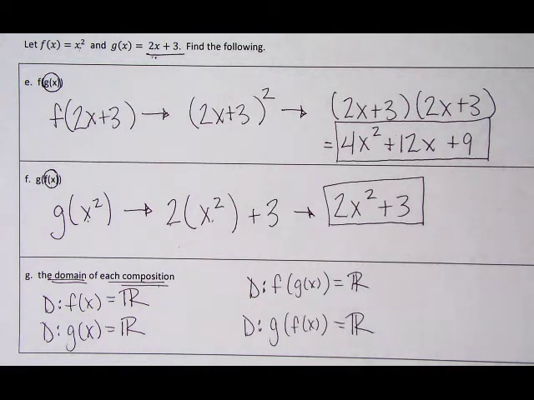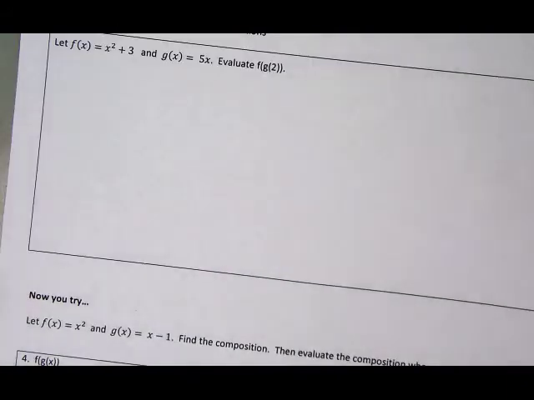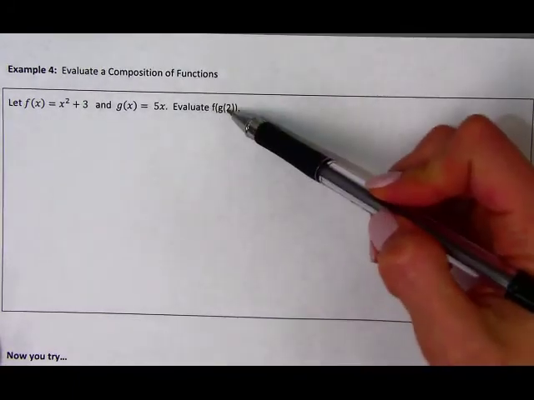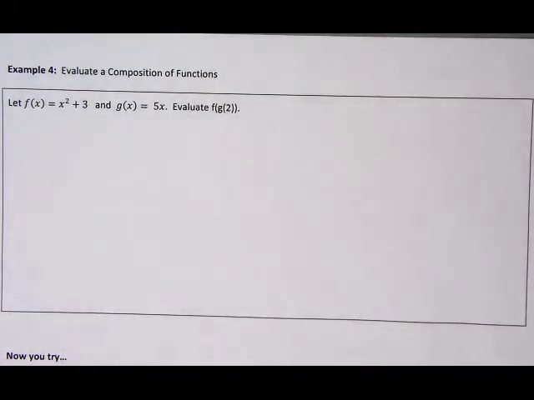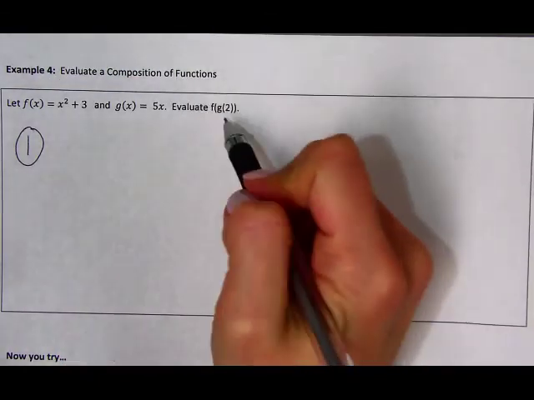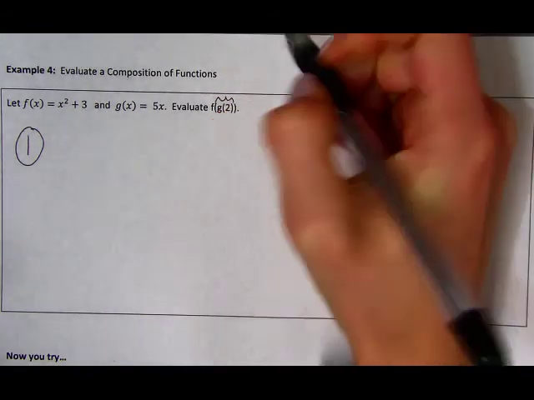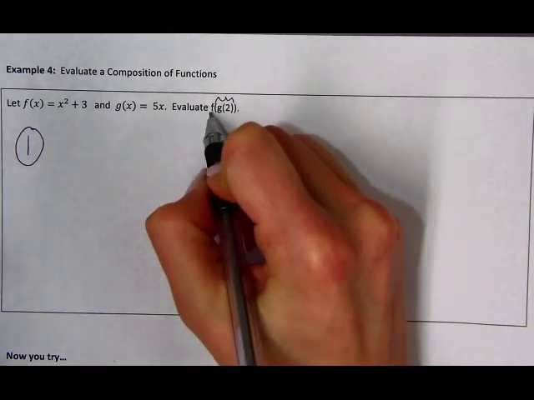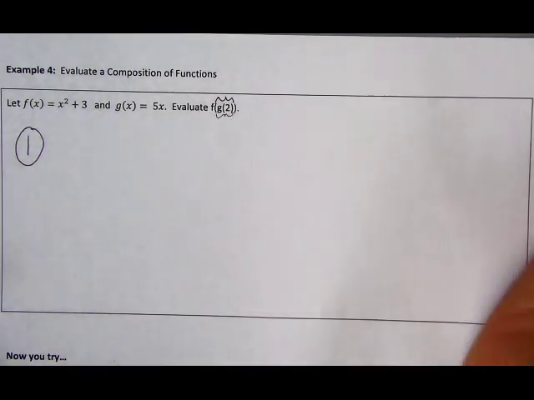Let's quickly look at example 4 before you start the Now You Tries numbers 4 through 7. In this last example, they want us to evaluate the composition f of g of 2. Evaluate means solve. You should be getting a final answer at the very end. In order for us to plug this in, we need to know what g of 2 is, because to take that value and plug it into f, we need to know what g of 2 is.